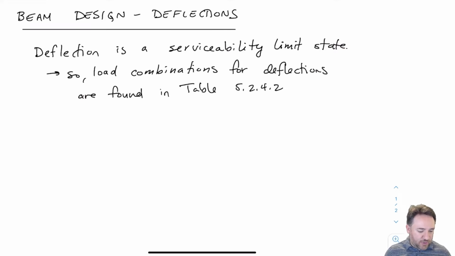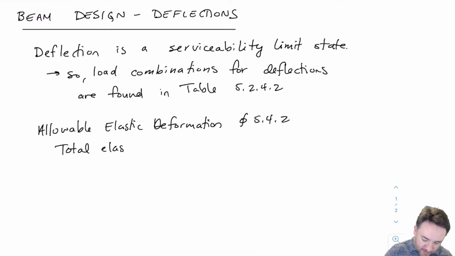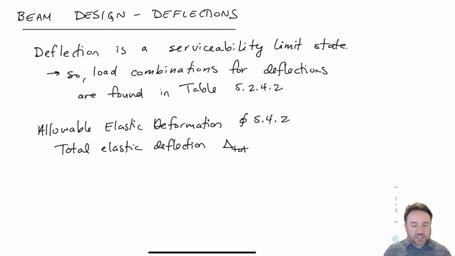So first I'm going to talk about what are the allowable limits for deflection, and then I'm going to give some indication about how to actually find deflections for our beams. So inside the O86 standard, there are some explicit deflection limitations. The first one is the allowable elastic deformation, which is kind of the most common regular kind of deflection limit that we're going to check.